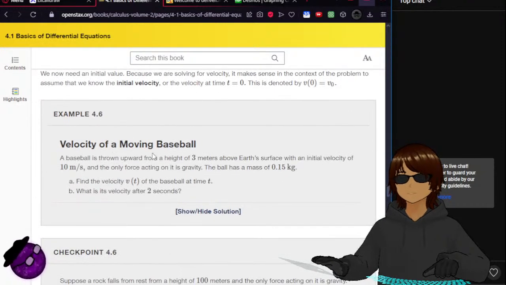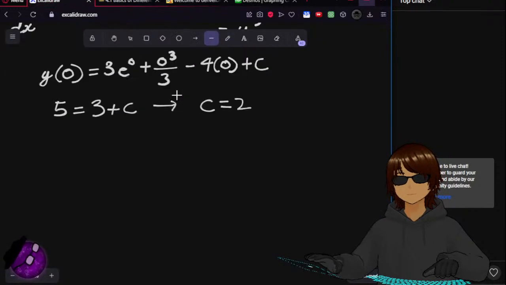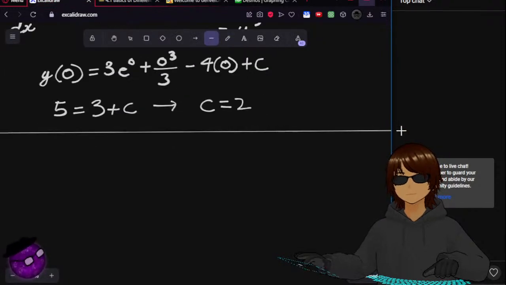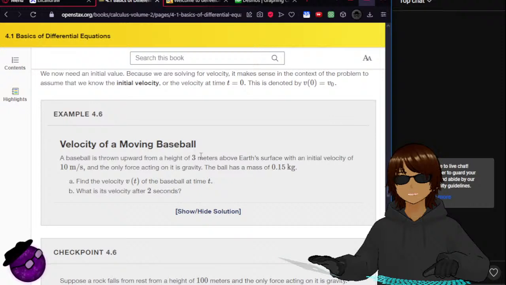Okay, velocity of a moving baseball. A baseball is thrown upward from a height of 3 meters above Earth's surface with an initial velocity of 10 meters per second, and the only force acting on it is gravity. The ball has a mass of 0.15 kg. Find the velocity of the baseball at time t. So, thrown upwards 3 meters above the Earth's surface, then initial velocity of 10 meters per second.